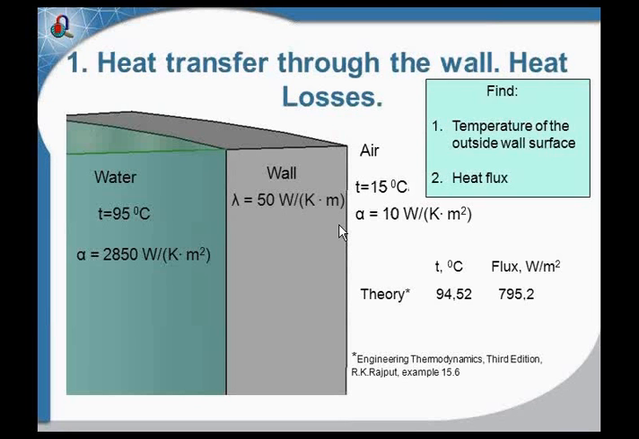To the first problem. On the screen you can see the wall of a steel tank that contains hot water at a temperature of 95 degrees Celsius. Ambient air temperature is 15 degrees Celsius. The task is to find the heat flux flowing through the wall and the outside wall temperature. Convection coefficients and thermal conductivities are given.